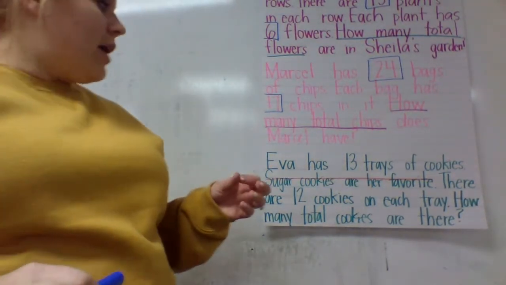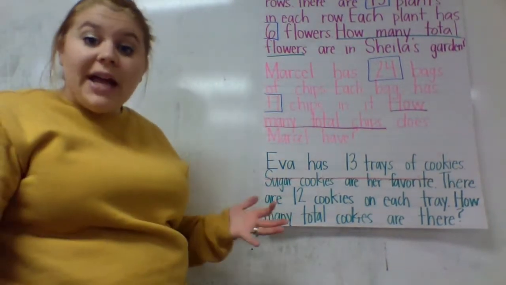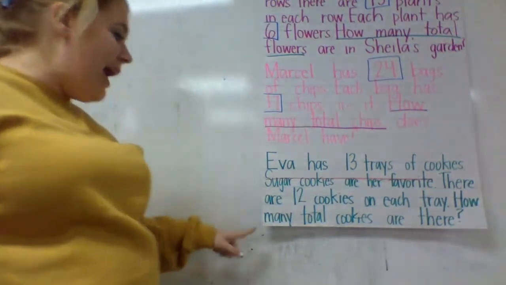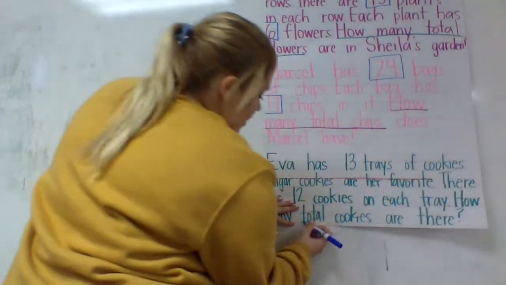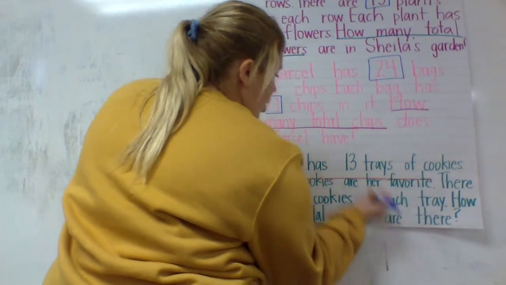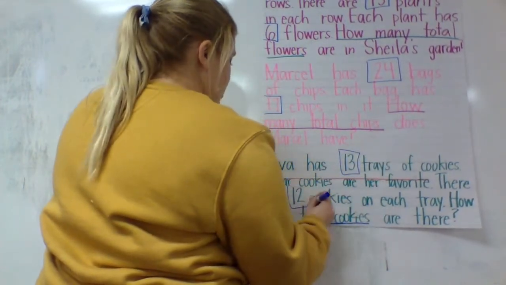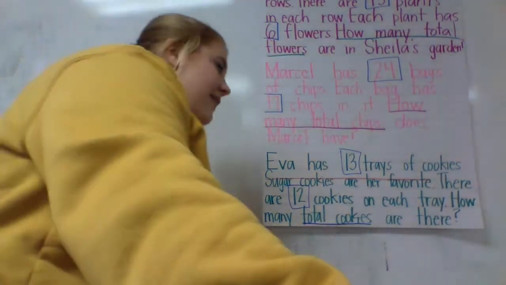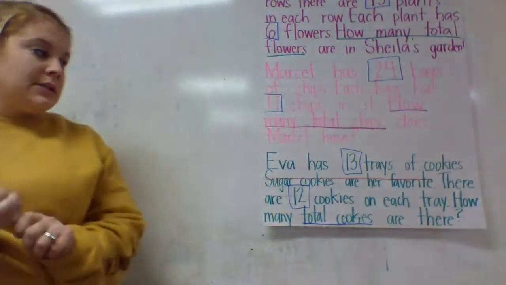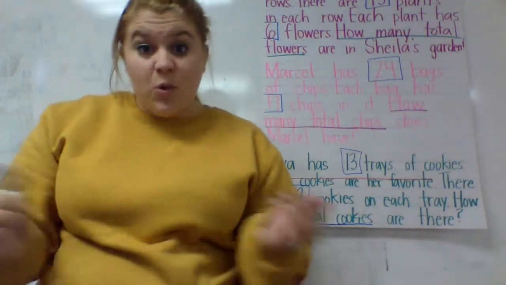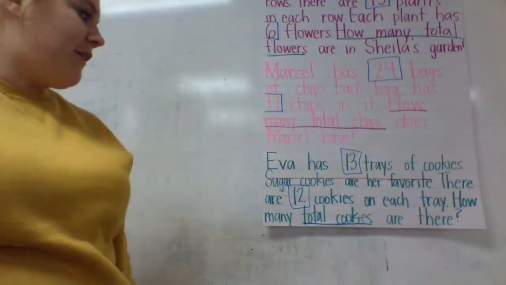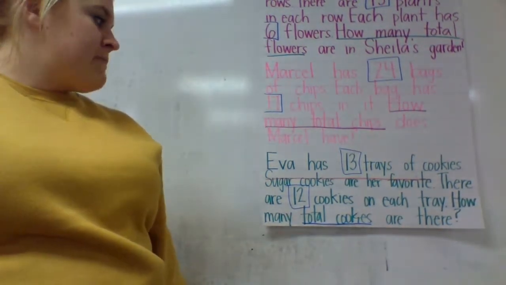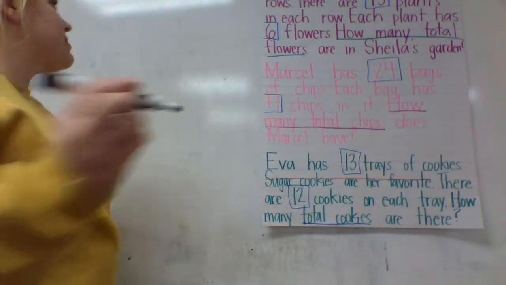So now I need to figure out, what are they asking me? What's my end goal? What kind of answer do they want? I look for my question mark because that's my clue, and I see how many total cookies are there. So I'm looking for total cookies. I'm going to go ahead and box in my numbers because I know that's going to help. So if I know there are 13 trays of cookies and there are 12 cookies on each tray, I'm not going to add them because they're going to be a lot more than 25 cookies, and 13 plus 12 is 25. I'm not going to subtract them because, goodness, if we do 13 minus 12, poor Eva's only got 1 cookie. I'm not going to divide them, so I'm going to multiply them.